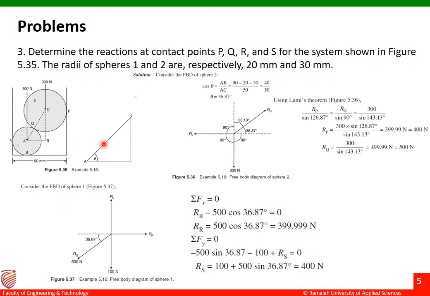The next step is we have to draw the free body diagram for both the spheres here. Okay, so my free body diagram for sphere 2 here is this one. This is my free body diagram of sphere 2 over there.